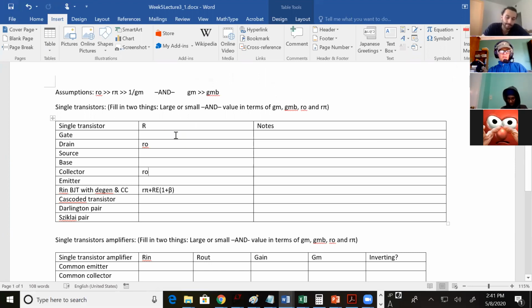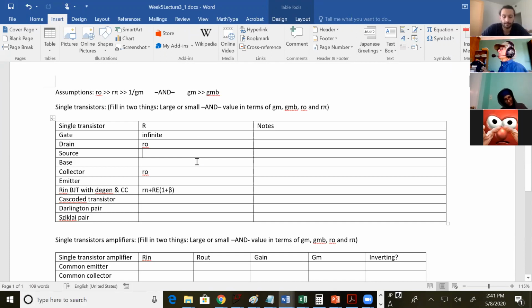Okay, what about for a MOSFET? What's the resistance on the gate? Infinite. So I think, do I have infinite here? Oh, darn it. Oh, that's right, I copied it off of someplace, but we'll just write infinite.